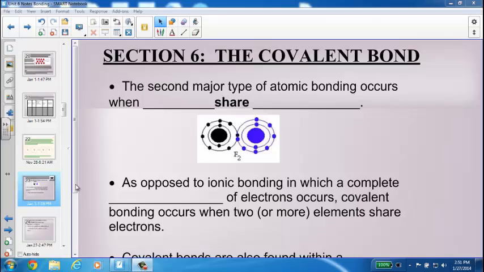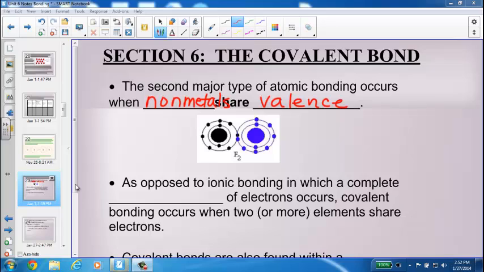Right, everybody, welcome back. This is Unit 6, Lesson 3, and we're going to be focusing on covalent bonds. Remember, like co-presidents or co-workers, you share the work responsibilities. This kind of bonding occurs when nonmetals share valence electrons.